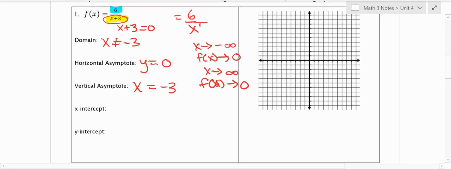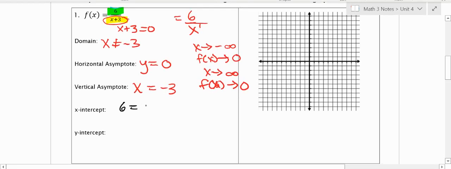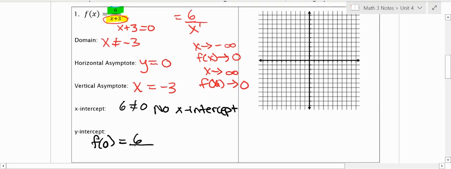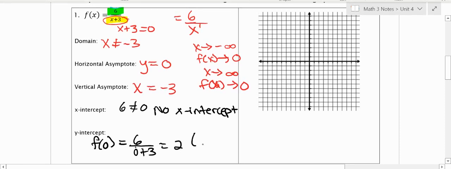For the x-intercepts, remember that's where you set the numerator equal to 0. So I have here 6 equals 0, which doesn't make any sense, so there's no x-intercept. For the y-intercept, I evaluate f of 0, which is 6 over 0 plus 3, which is 2. So I have a y-intercept of (0, 2).